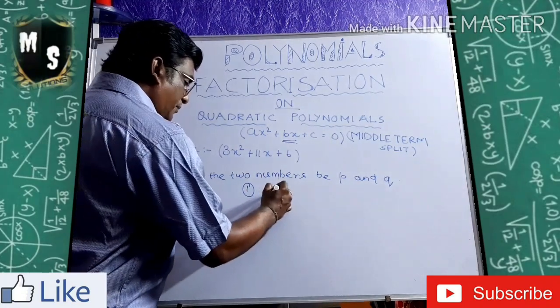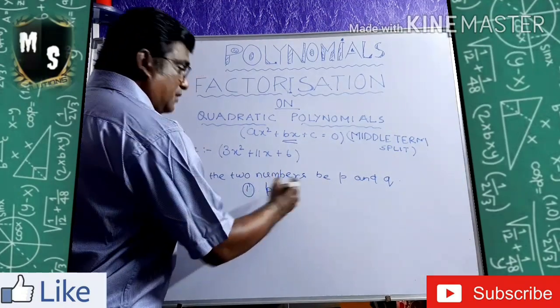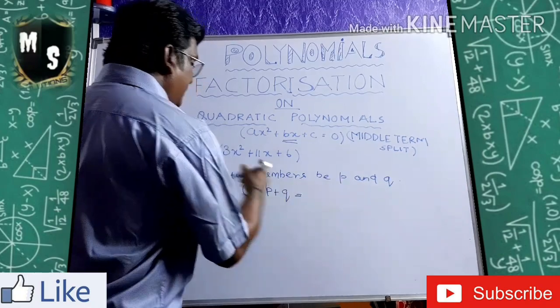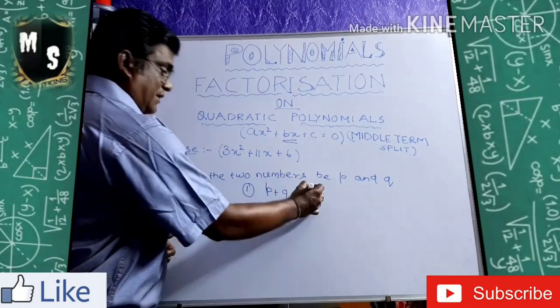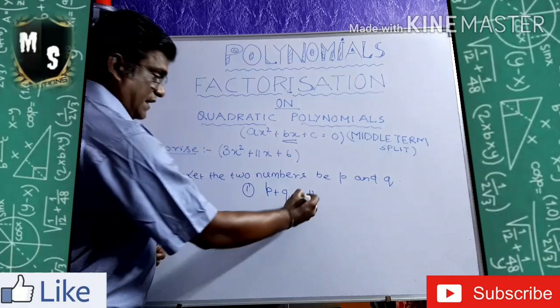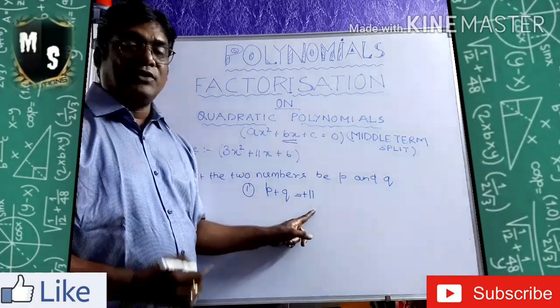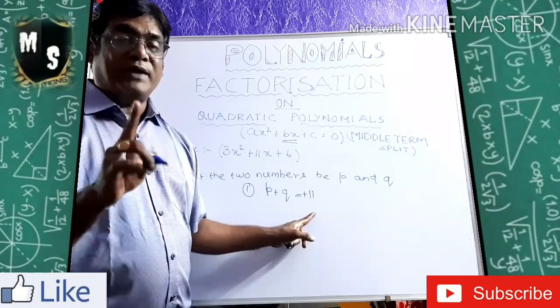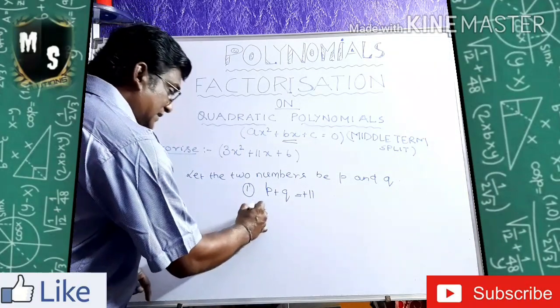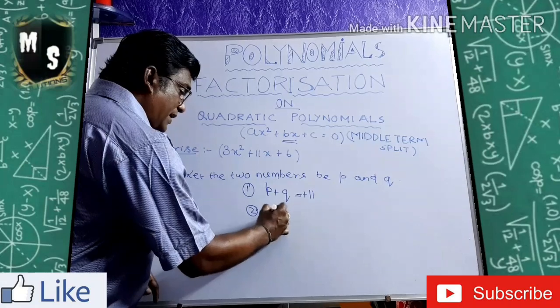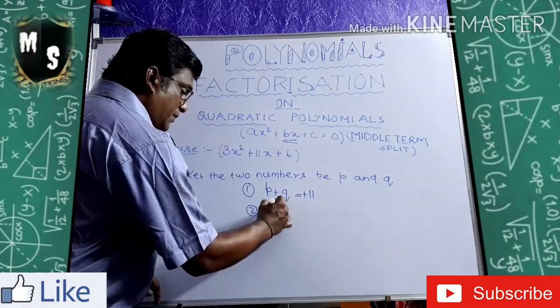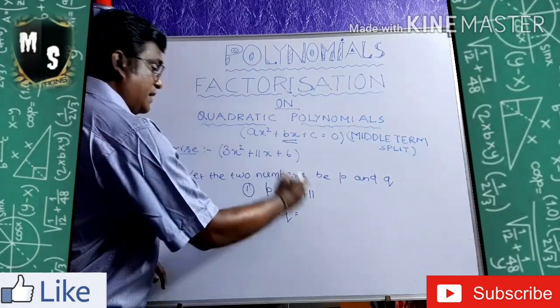When you add p plus q, it will give you the middle term. What is that? That is 11. Clear? Understood? With sign, I am writing plus 11. So when I am adding p plus q, it is going to give me plus 11. And the second trick is, when I multiply p and q, it is going to give me 6.